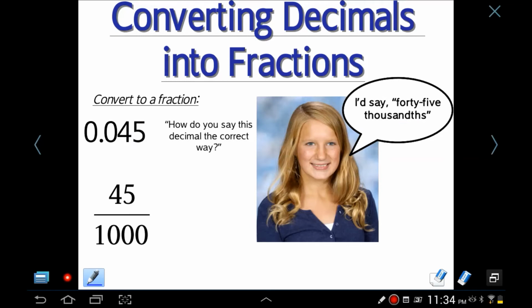Now you can divide both of those numbers by 5. 45 divided by 5 is 9. And 1,000, which we've already established, divided by 5 is 200. That's it. Can't do any more. 9/200ths. Thank you, Samantha. Pretty good job there. Pretty good math. And let's move on.